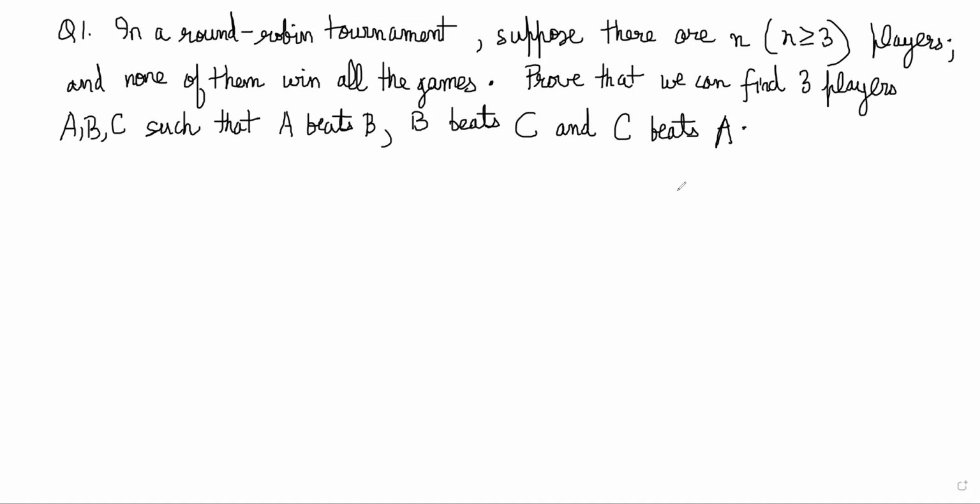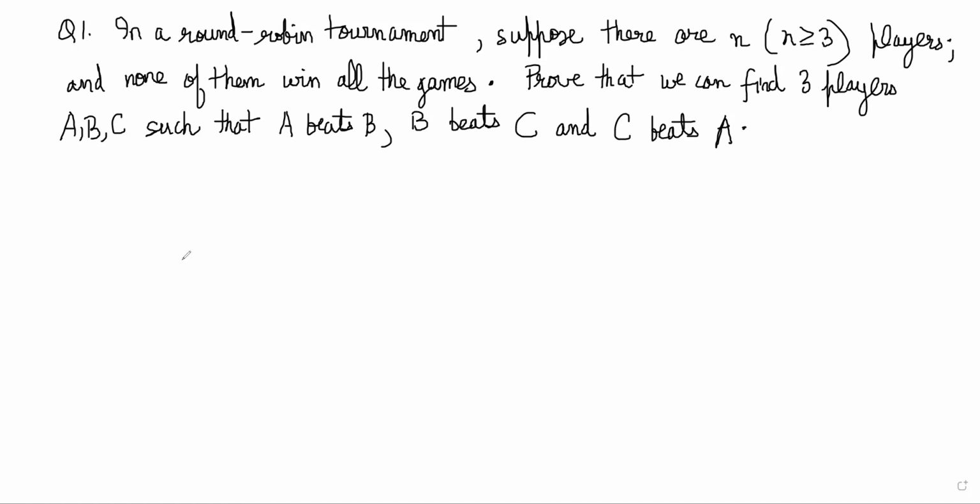So the question is simple. There is a tournament of n players, n greater than or equal to 3, and they will play each other. It's a round robin tournament. Everyone plays everyone else. And we know that none of the players win all their games, right? We have to show that we can always find three players such that there will be a cycle, where A beats B, B beats C, C beats A, right?